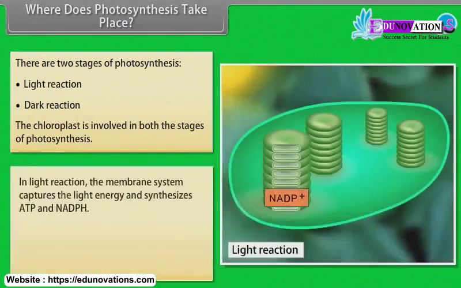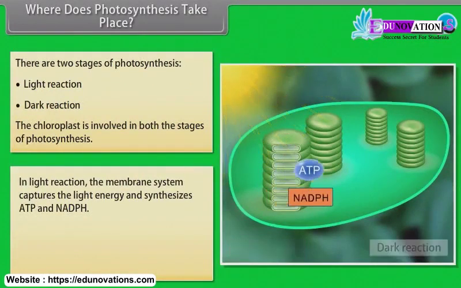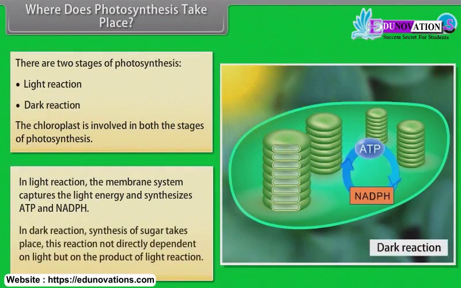In light reaction, the membrane system captures the light energy and synthesizes ATP and NADPH. Whereas in dark reaction, synthesis of sugar takes place. This reaction is not directly dependent on light, but on the products of light reaction.